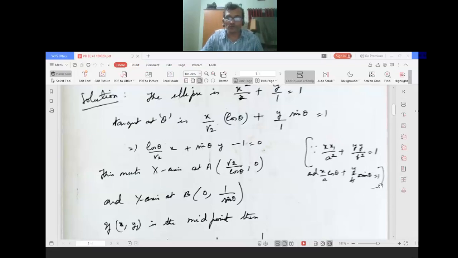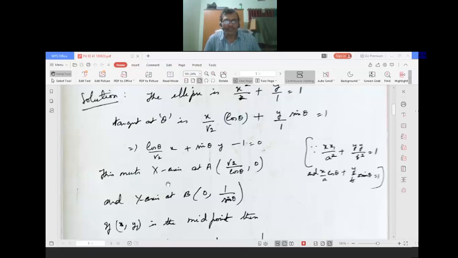I hope you can follow. So here I use that formula in the form of theta. This is the parametric form, and this is the Cartesian form: x by a cos theta plus y by b sin theta equals 1. So I get cos theta by root 2 of x plus sin theta into y minus 1 equals 0. Now I have written it in the form ax plus by plus c equals 0.